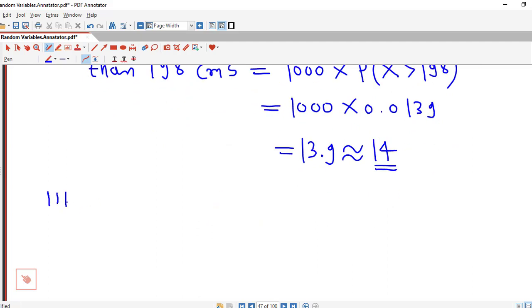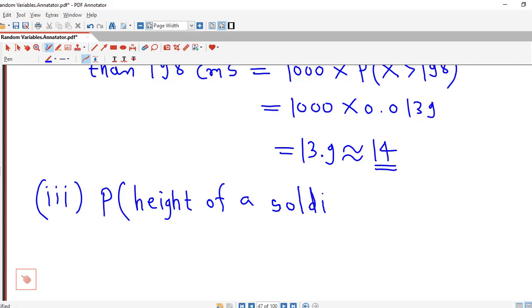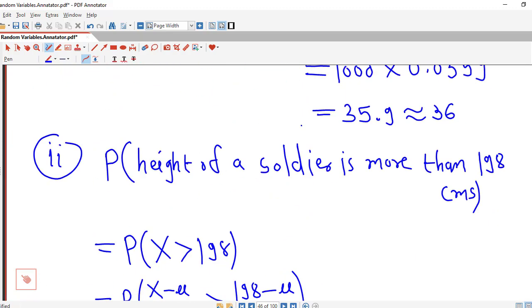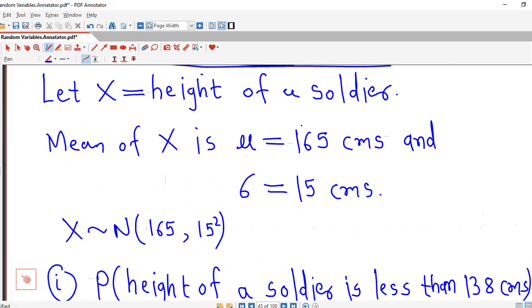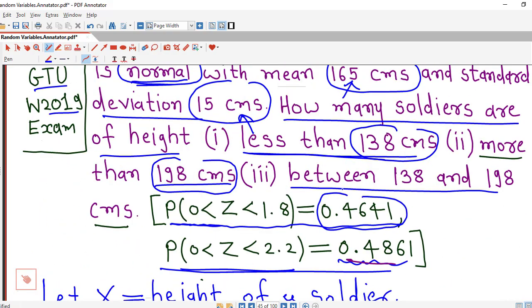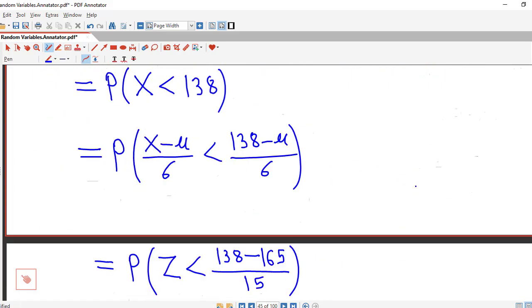Now we consider the third part. In the third part we are asked the probability that height is in between 138 and 198. Probability that the height of a soldier is in between. Let me check again. In part 3 we have to find the number of soldiers of height between 138 and 198 centimeters.